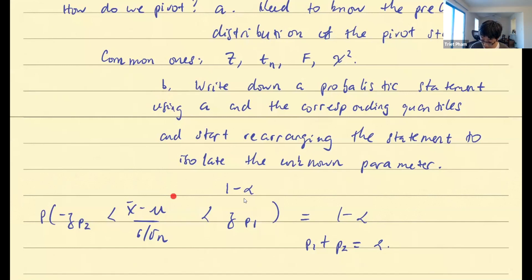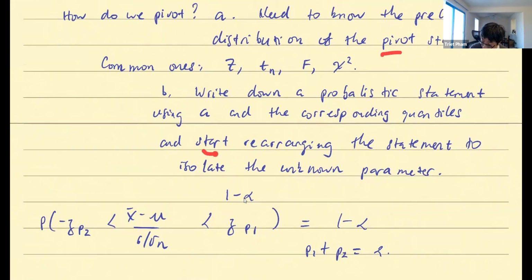But once you have that, you just write down some probabilistic statement that you want. It's very flexible, and that's why it's not unique. Depends on how you structure this, you get different types of confidence interval. But that's this part. And then start rearranging. That's the pivot part.